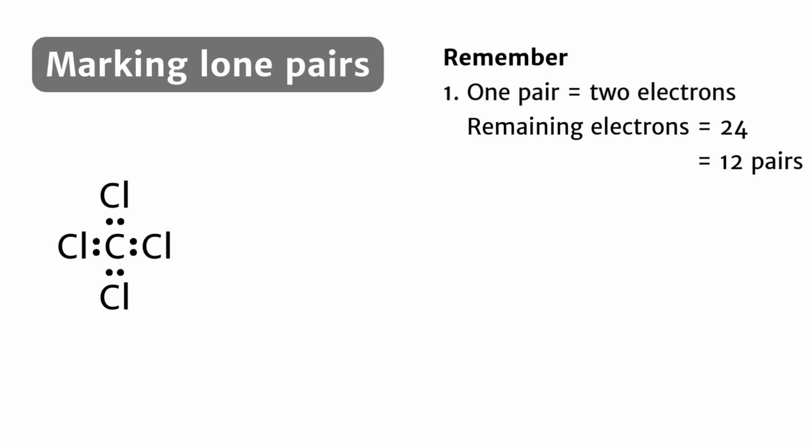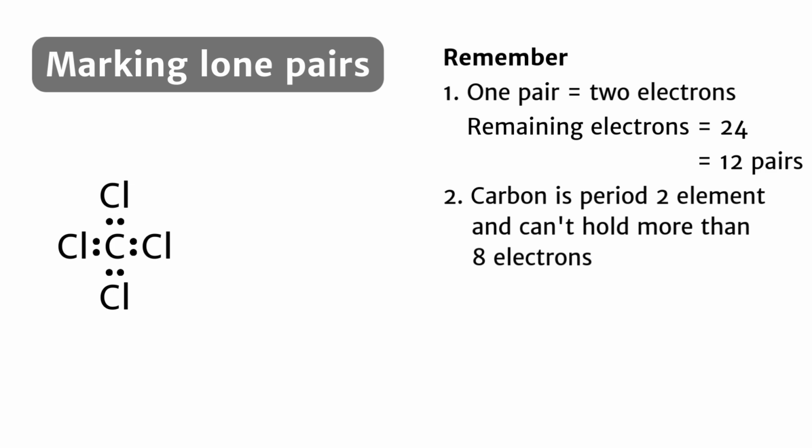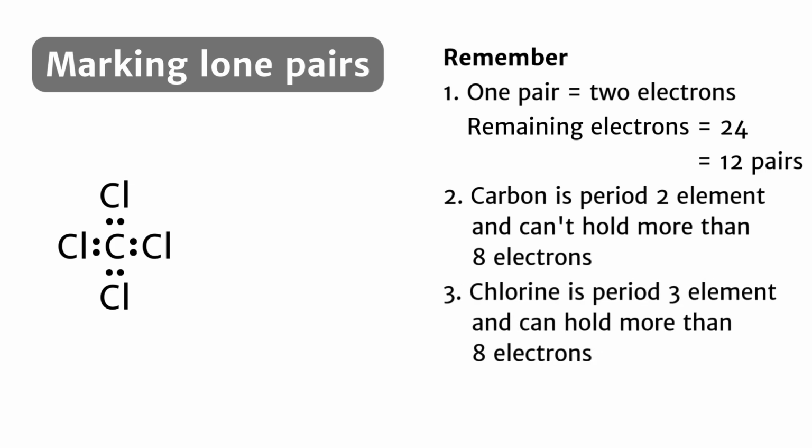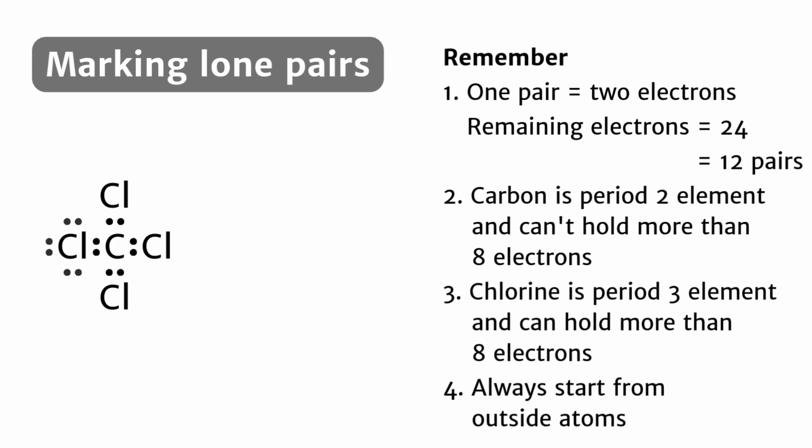Another point to remember is that carbon is a period 2 element and cannot hold more than 8 electrons in its valence shell. In contrast, chlorine, which is a period 3 element, can accommodate more than 8 electrons in its valence shell. Another key point is to always begin marking lone pairs on the outer atoms before proceeding to the central atom. In CCl4, each of the 4 outer chlorine atoms is assigned 3 lone pairs, while the central carbon atom does not receive any lone pairs.